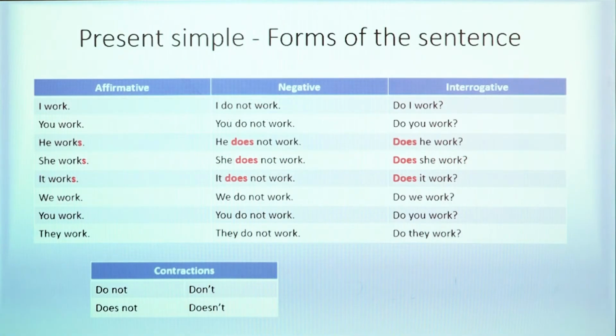Present simple forms of the sentence. As we all know, sentences have three forms: the affirmative, the negative, and the interrogative. The order of the affirmative form is subject and verb. For example, I work. If we want to make a negative sentence, then we have to add the auxiliary verb do and the negative not. For example, I do not work.